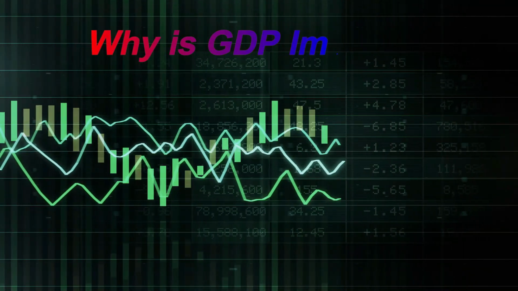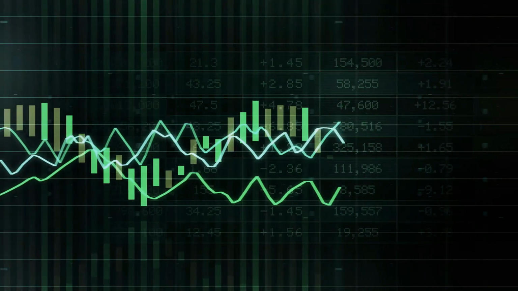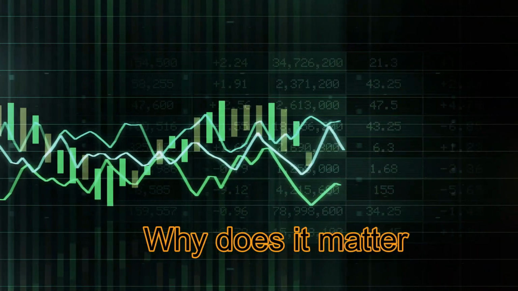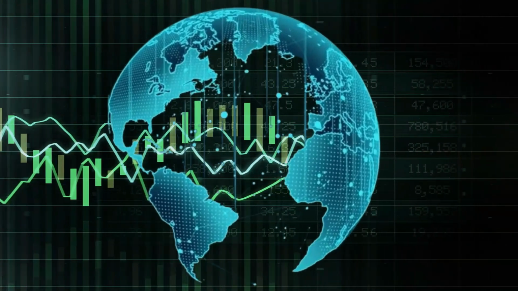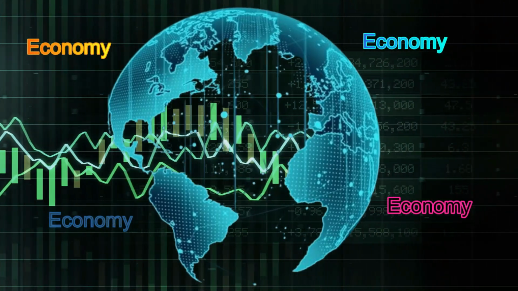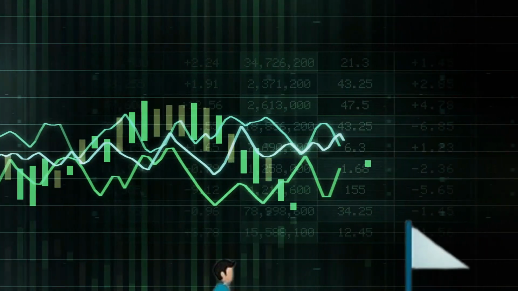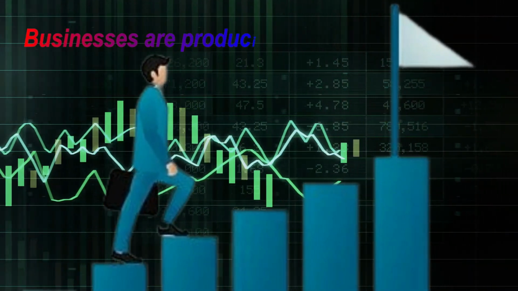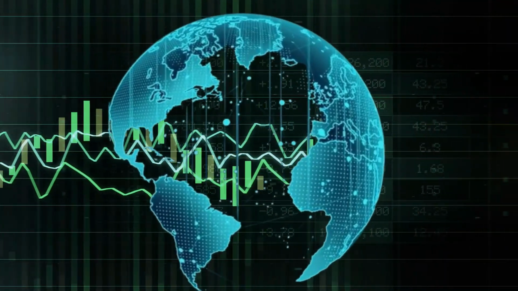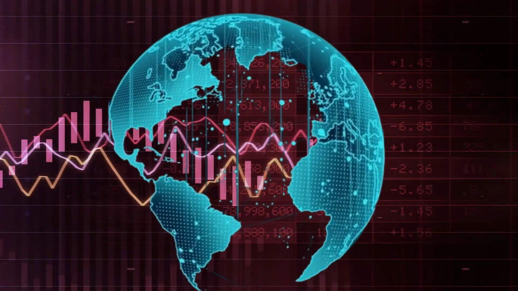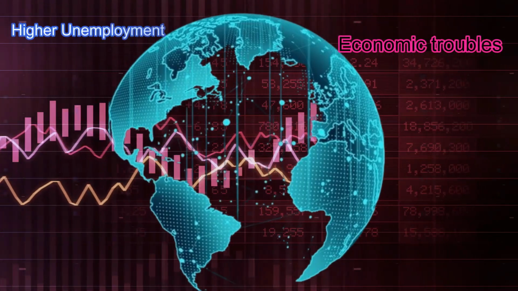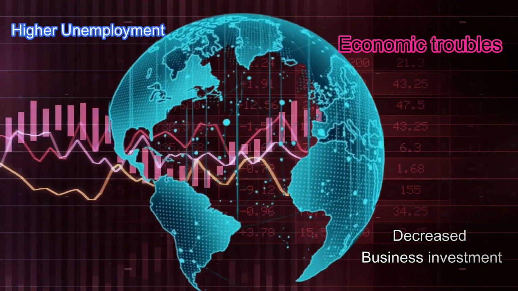Why is GDP important? Now that we know how to calculate GDP, why does it matter? GDP is one of the most widely used indicators to gauge the health of an economy. When GDP is growing, it typically means businesses are producing more, people are earning more, and the country is becoming more prosperous. But if GDP is shrinking, it can signal economic troubles, like higher unemployment or decreased business investment.